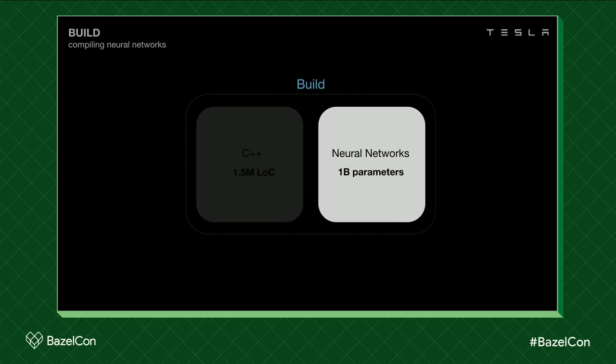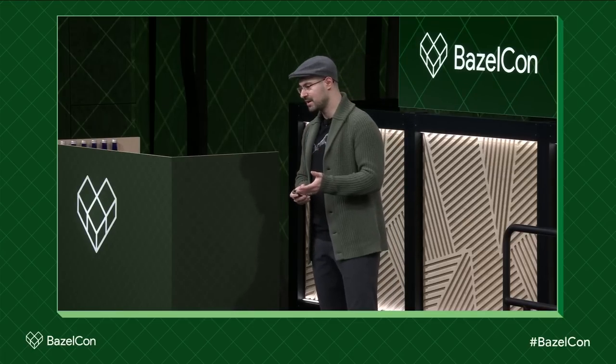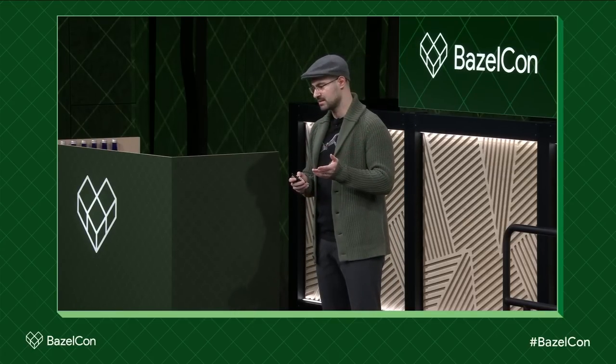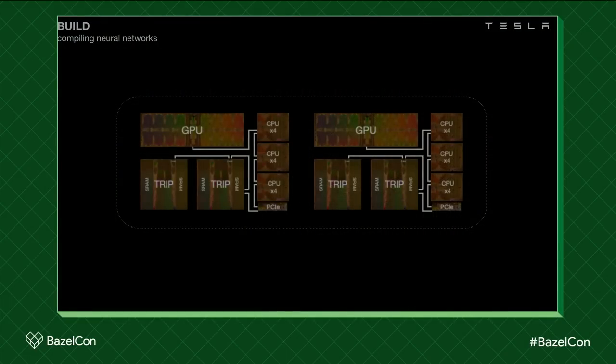So we've looked at C++. Now let's look at neural nets. In the same way that we compile C++ code into a binary that can be run on a machine, we have to compile a neural network into a binary that the car or robot can understand. So we're developing for this FSD computer, which has CPUs, GPUs, and an AI accelerator that we call TRIP. Each form of compute is optimized for different workloads. For example, many of our neural net matrix operations run better on the TRIP.